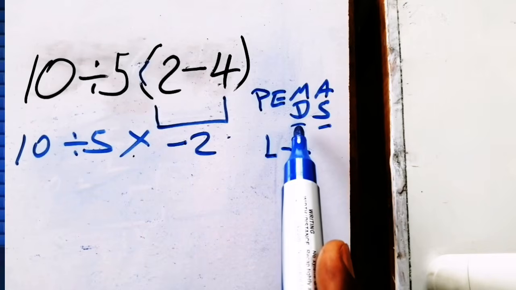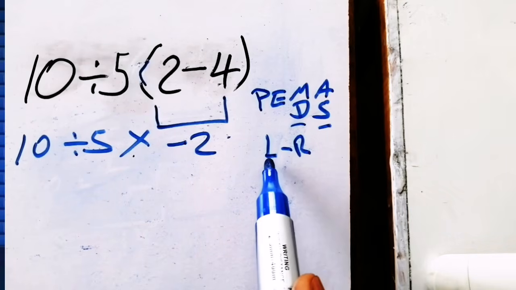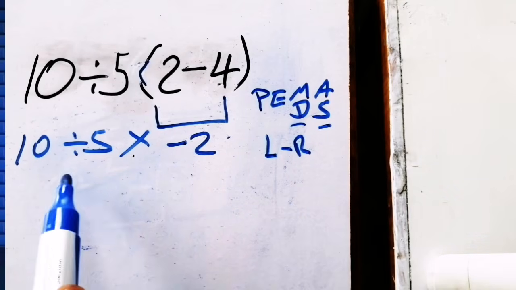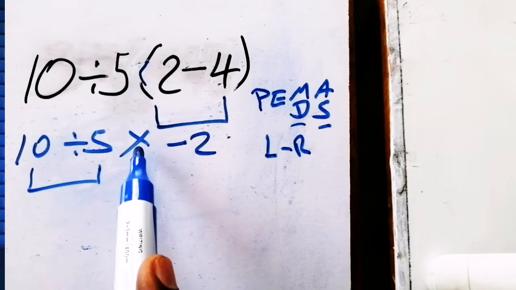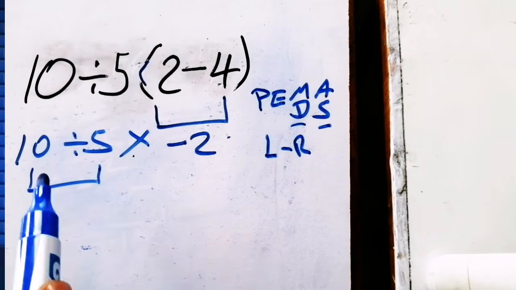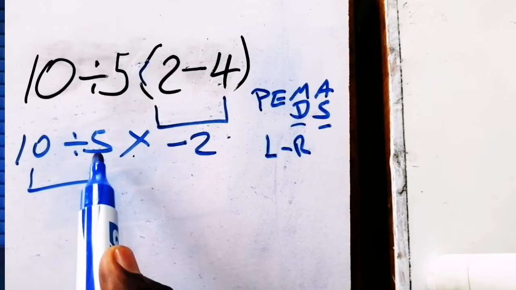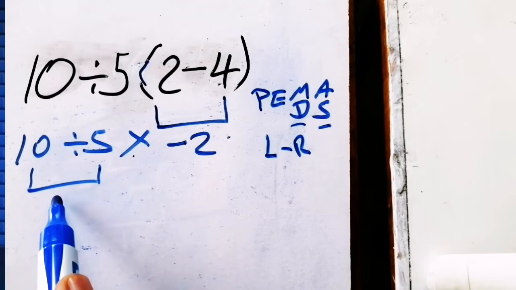Remember that multiplication and division has equal priority. We have to work from left to right. Okay, therefore this division has higher priority because it is found at the left of this multiplication. 10 divided by 5 which equals 2.